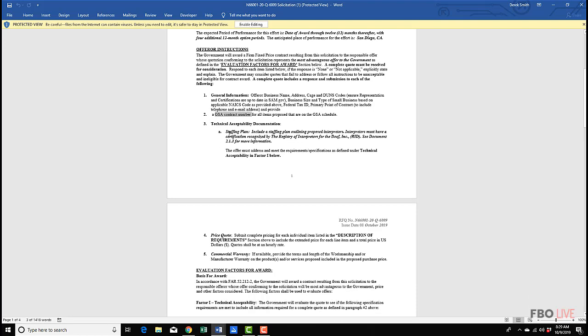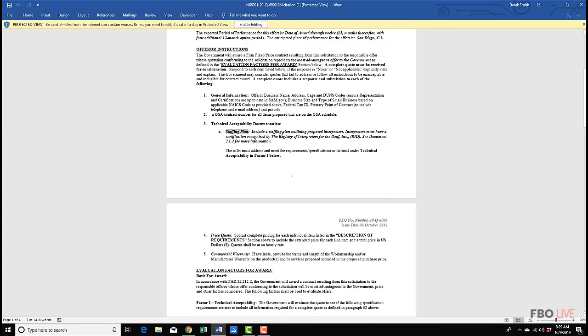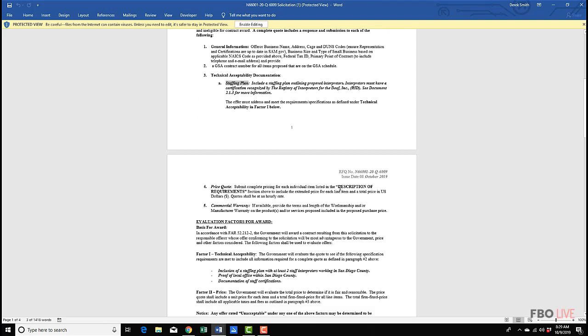Okay, but here's more of the technical. They want a staffing plan. So that would actually fall under technical. Staffing plan outlining proposed interpreters, and they want to make sure that they have the Registry of Interpreters for the Deaf certifications. And the offer must address and meet the requirements and specifications as defined as being technically acceptable under factor 1 below. So we'll take a look at that in a minute. But staffing plan, well, that's good to know.